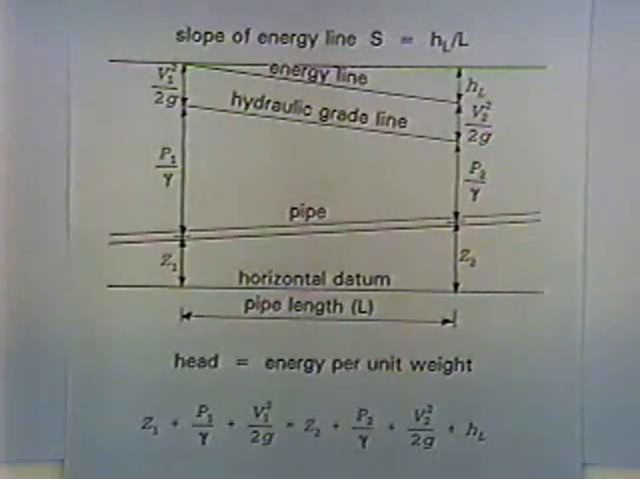And the diagram shows two sections in a pipe. We're calling one section 1, the other 2. And you've got elevation head plus pressure head plus velocity head at the upstream section 1. Likewise, you've got elevation head plus pressure head plus velocity head downstream. But you do have energy losses.